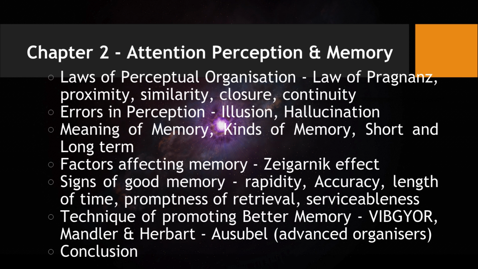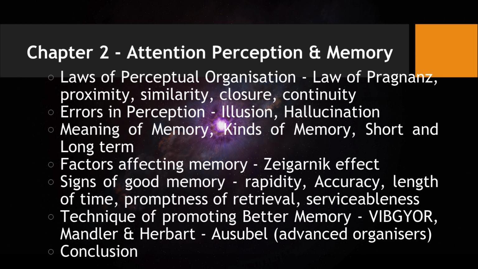The law of closure indicates that closed or complete figures are more stable than incomplete or unclosed figures, and hence our mind fills up the gaps, if any, and perceives the object as whole and complete. For example, we perceive the figure given here as a triangle though there are gaps between the lines.